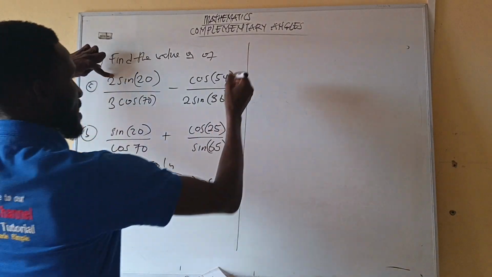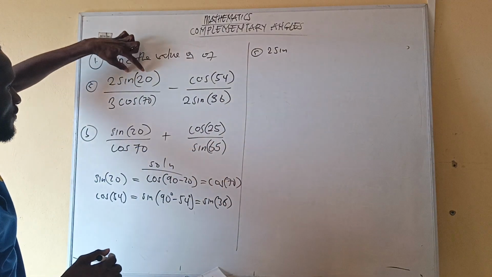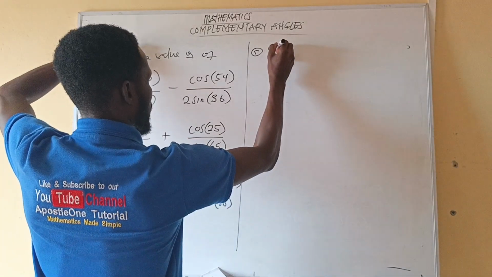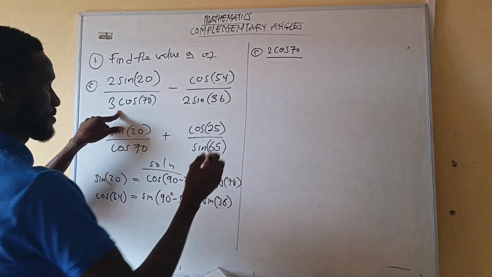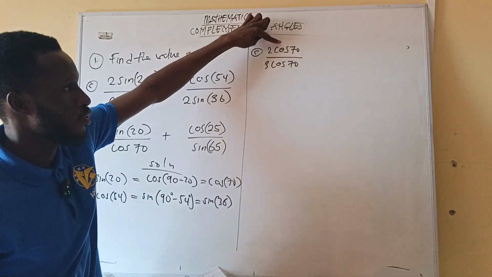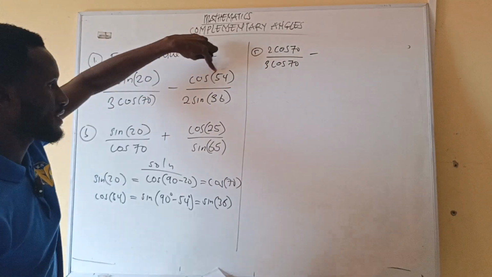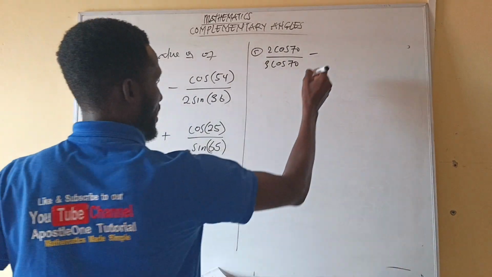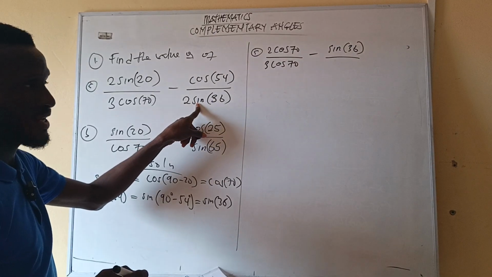Now, so if I'm looking for A, which is 2 sine 20, don't forget that sine 20 is the same as cos 70. So I have 2 cos 70 divided by 3 cos 70. Why did I change? Because I have cos 70 and cos 70 so that I can cancel out. Now minus, what is cos 54? Cos 54 the same as sine 36. So I'm going to get sine 36 here divided by 2 sine 36.